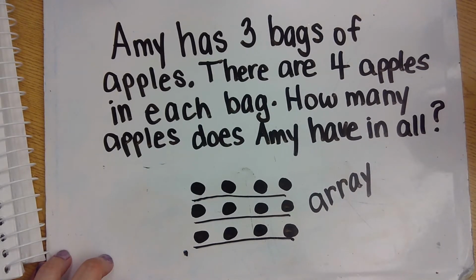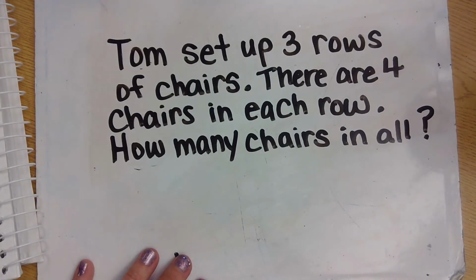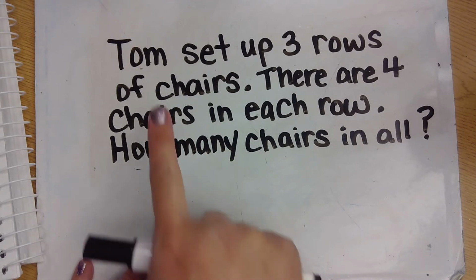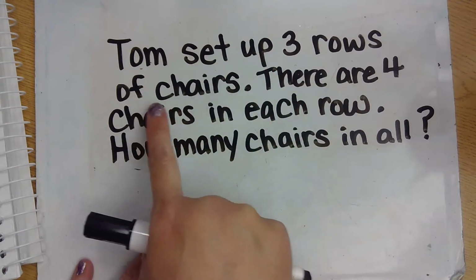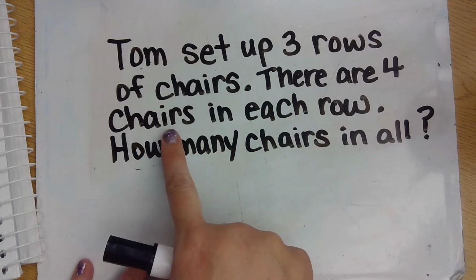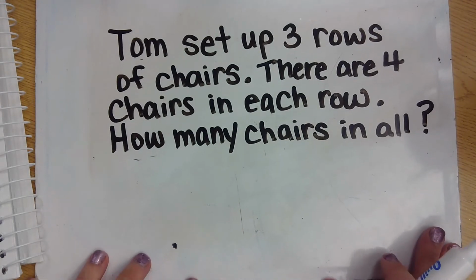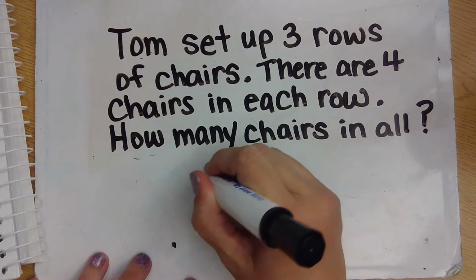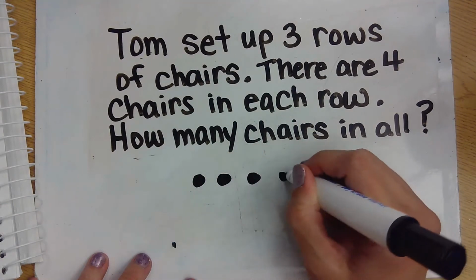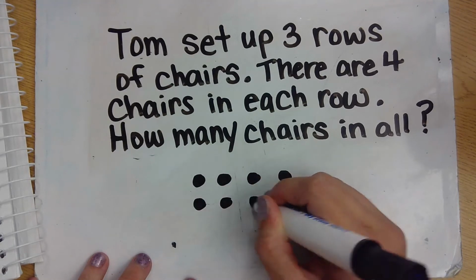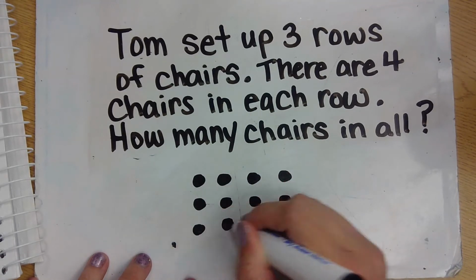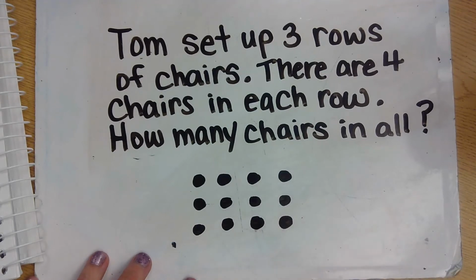Let's take a look at one more story that I came up with. This is my last example of the type of problem we could write for number 1 on page 212. This one says, Tom set up 3 rows of chairs. There are 4 chairs in each row. How many chairs in all? So if I were to draw this, I would draw 3 rows with 4 chairs in each row, just like my apples story I just told.